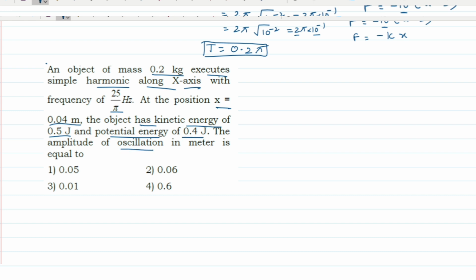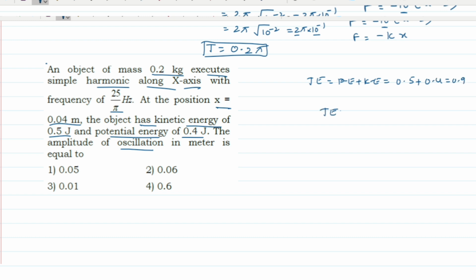So here total energy you first need to calculate, which is nothing but potential energy plus kinetic energy. Kinetic energy is given as 0.5 plus potential energy value is given as 0.4, which is nothing but 0.9 joules you are getting.